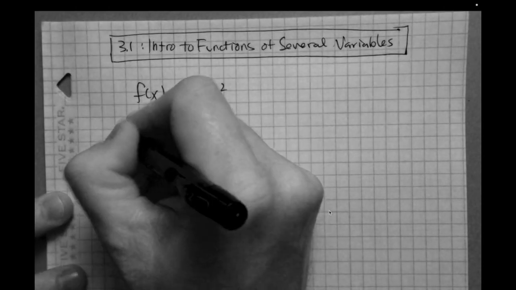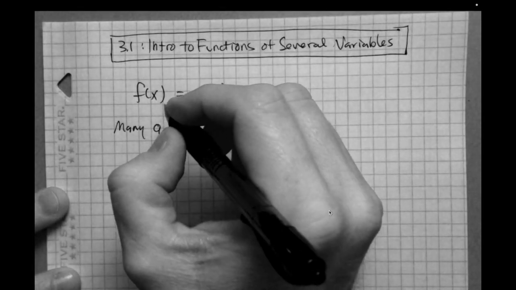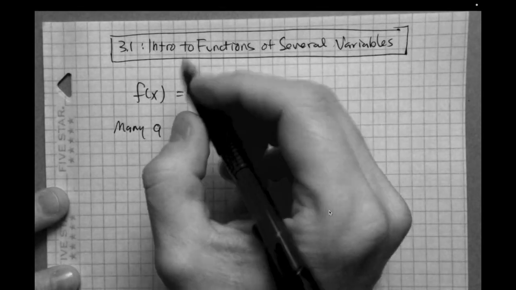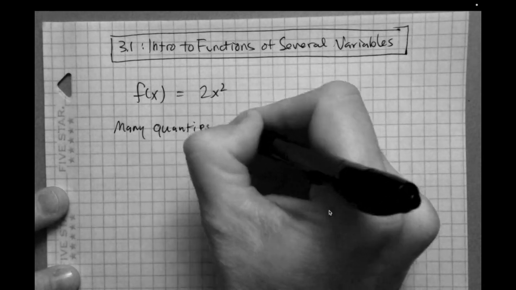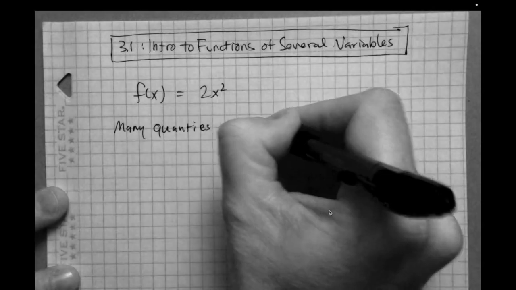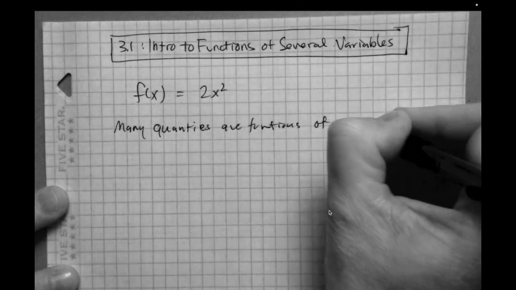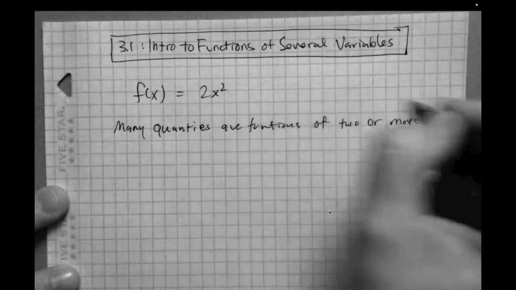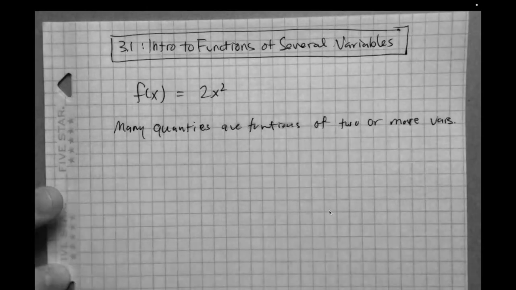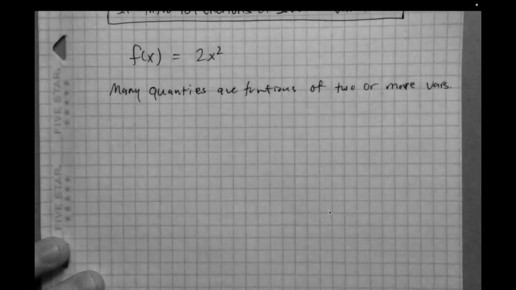But many quantities can be thought of as functions of two or more variables. Okay, so many quantities are functions of two or more variables. Right? So, simple things like the volume of a right circular cylinder, for example.